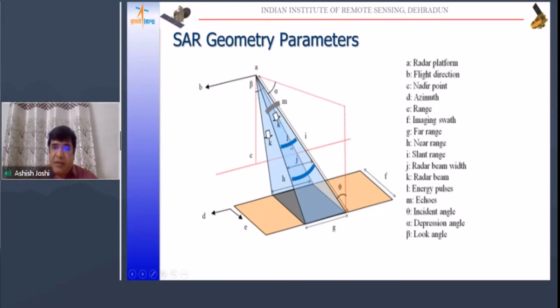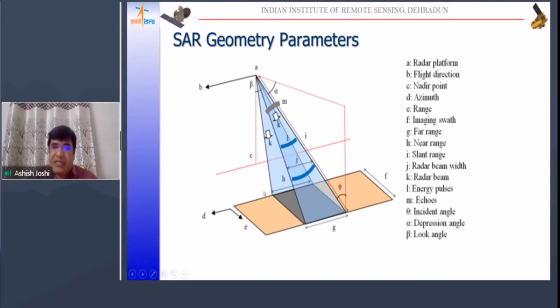So these blue curves are called the energy pulses, meaning the electromagnetic waves it is transmitting. M are the echoes. So these are transmitted, and after the backscatter, M is the backscatter pulse, or we can say echoes.